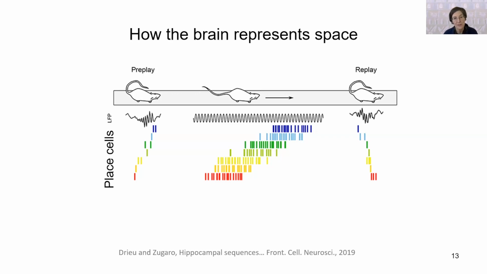Every time it runs through the same place, the same cell will fire. That's why they're called place cells. They were discovered more than 60 years ago, and recently the discoverer was awarded a Nobel Prize for these. So is it enough to construct a map of space with just place cells?